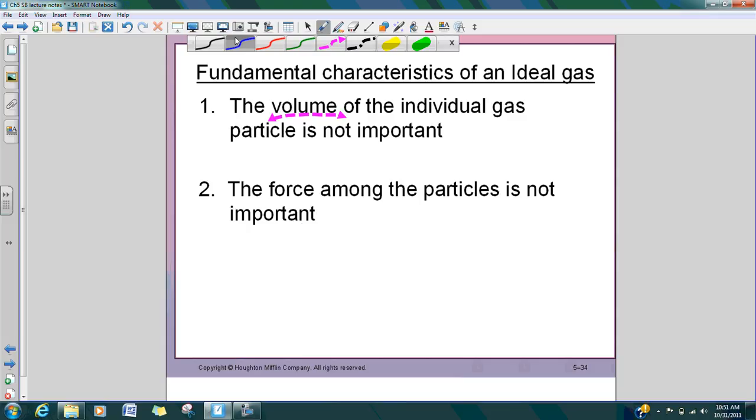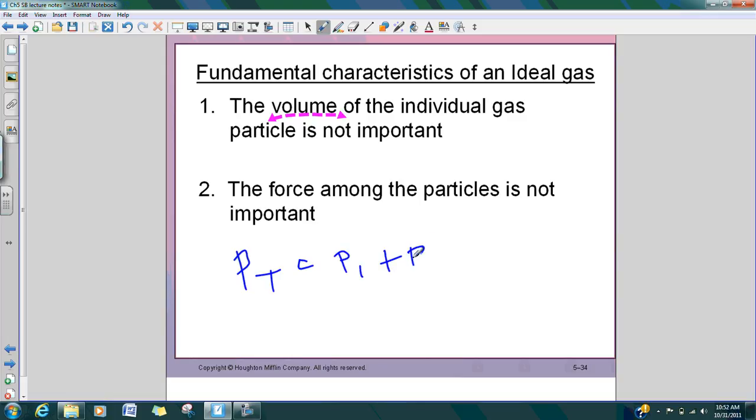Remember that we are taking a look at the force being the intermolecular attraction or repulsion between molecules, and we talked about this the other day. If this were important, then Dalton's law of partial pressure, where the total pressure is equal to pressure 1 plus pressure 2, and so on, wouldn't work, because there would be a force of attraction there. We talked about how the pressure of this gas plus the pressure of this gas equals our total pressure.